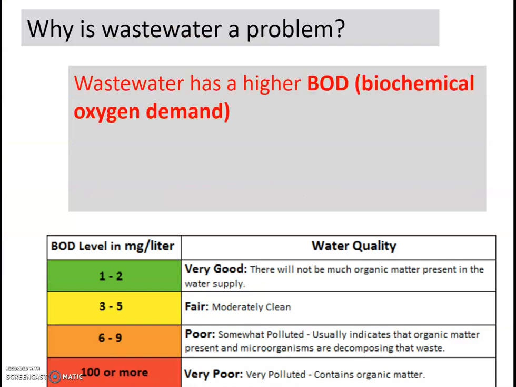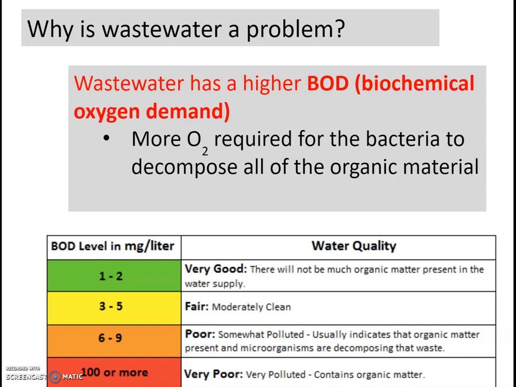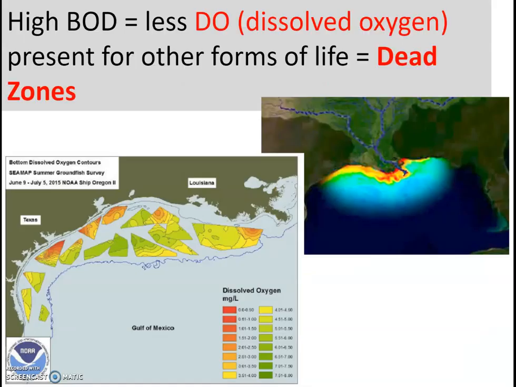Why is wastewater a problem? Wastewater, when we get that into water, has a high BOD, that's that biochemical oxygen demand, or biological oxygen demand. You need more oxygen required for the bacteria to decompose all of that organic material. So we saw that when we did the lab with the yeast. If you have a higher BOD, it means you have more pollution. You have more of those nutrients in the water. Higher BOD, when we have higher biological oxygen demand, we have less dissolved oxygen. Then we have less dissolved oxygen present for other forms of life, and it forms what's called dead zones.